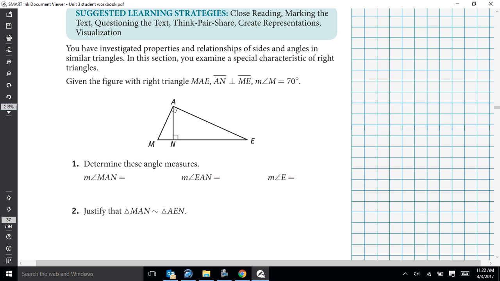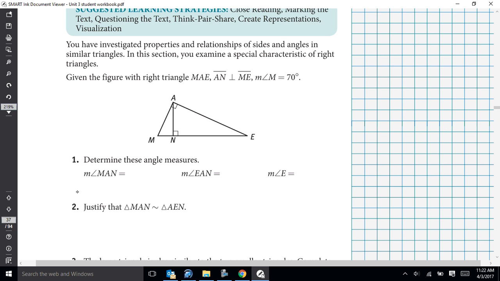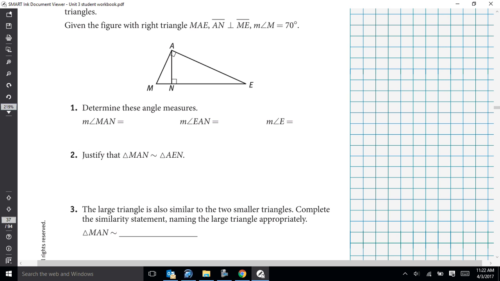So here we're given the figure, triangle MAE, and we know that segment AN is perpendicular to segment ME, and we know the measure of angle M is 70 degrees. So determine these angle measures. What's the measure of angle MAN? So MAN is this angle in here. What do we know about angle MNA? What do we know about this angle here? It's 90 degrees, because if this side's 90, then the angle supplementary to it is also 90.